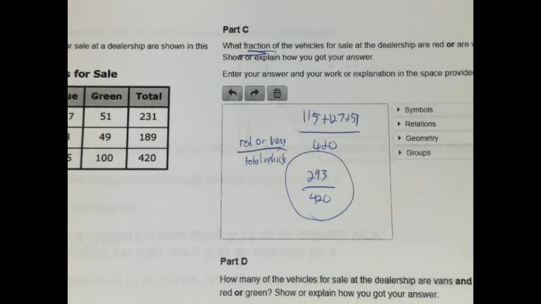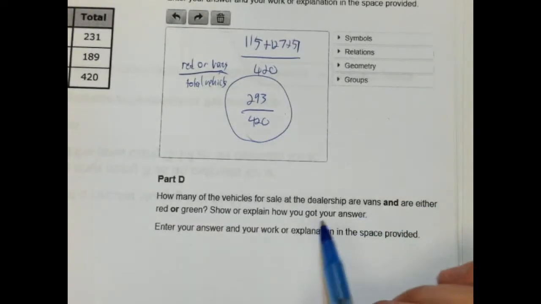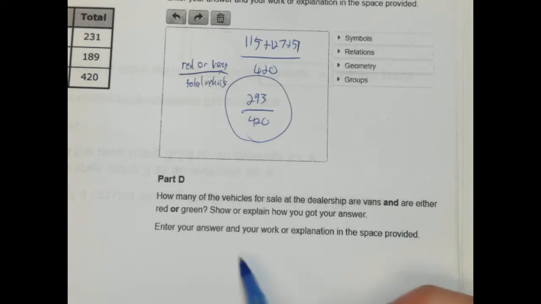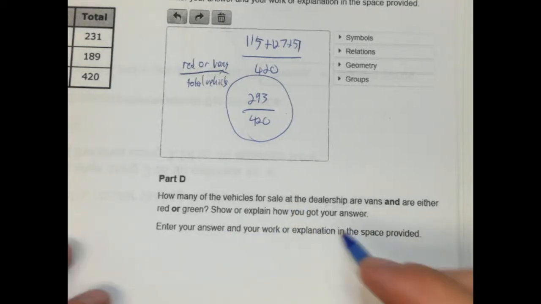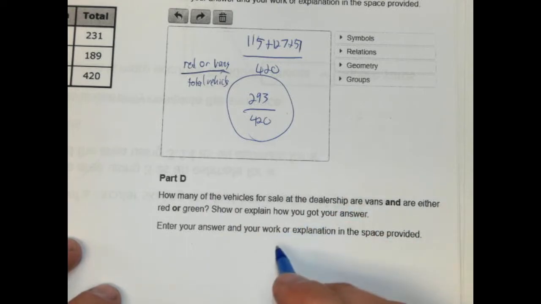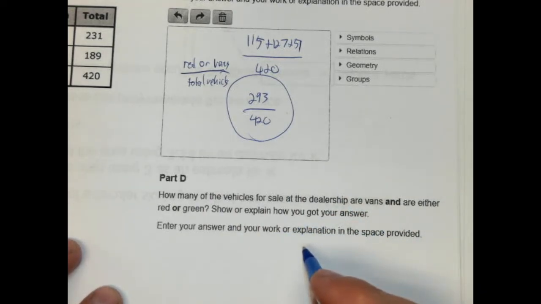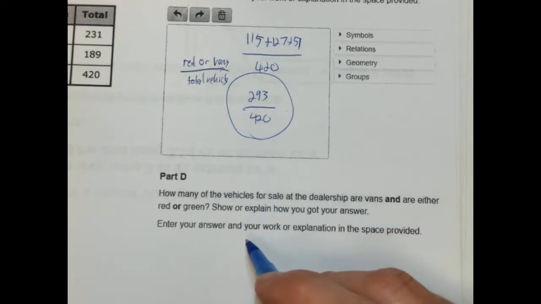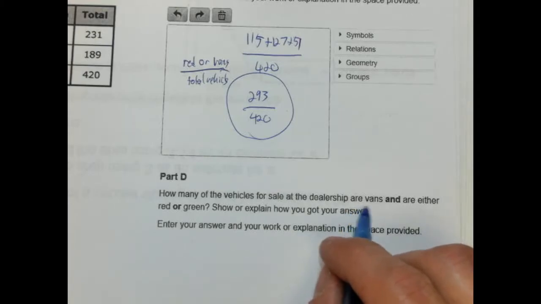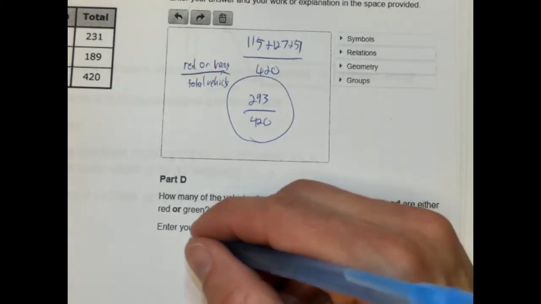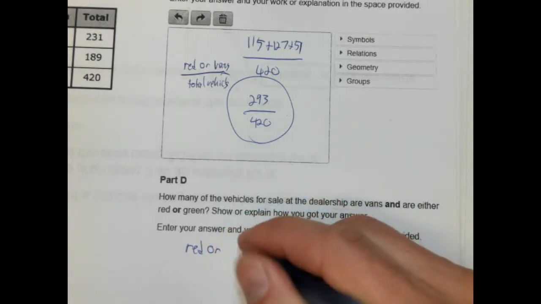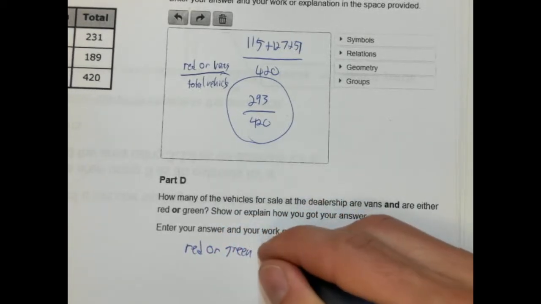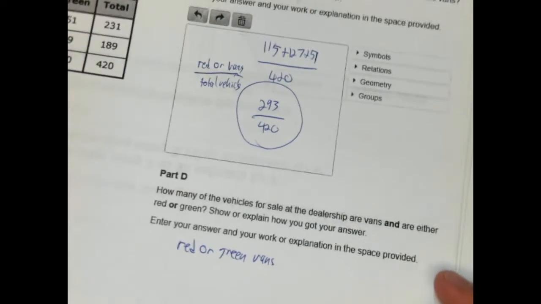Okay, last part. How many of the vehicles for sale at the dealership are vans and are either red or green? Okay, so again, we're doing a fraction. No, we're not doing a fraction. Sorry, never mind. How many of the vehicles? So this is not going to be a fraction. So are vans and are red or green. So we're looking for red or green vans.